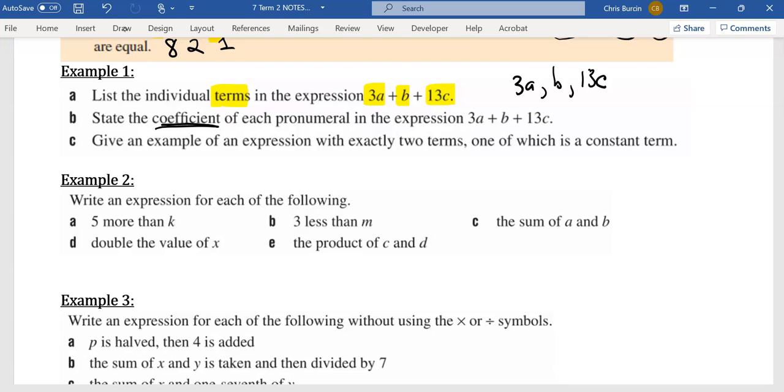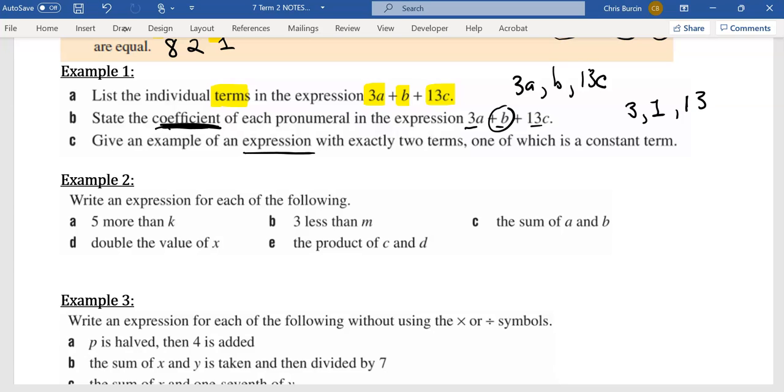So state the coefficient of each of these pronumerals. The coefficient is the number in front. So the coefficient of 3a is 3. What's the coefficient of b? Well, it's actually 1. That's a 1. And 13c, the coefficient is 13. I can't tell you how important that word is.